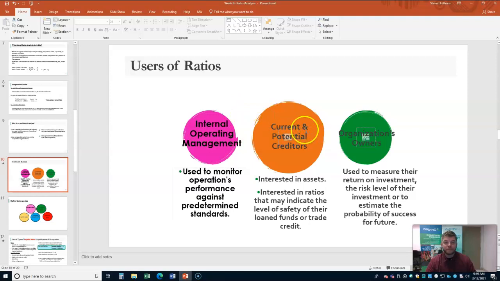It could also be current and potential creditors. So they are more interested in assets and interested in ratios that indicate that their investment is safe. So they will get either their loan back, or they can invest money in you because you are doing well and the stock price may grow. And then also organizations, owners. So these are the owners. So this is them measuring their risk of investment, the return on investment, and just the probability of success.